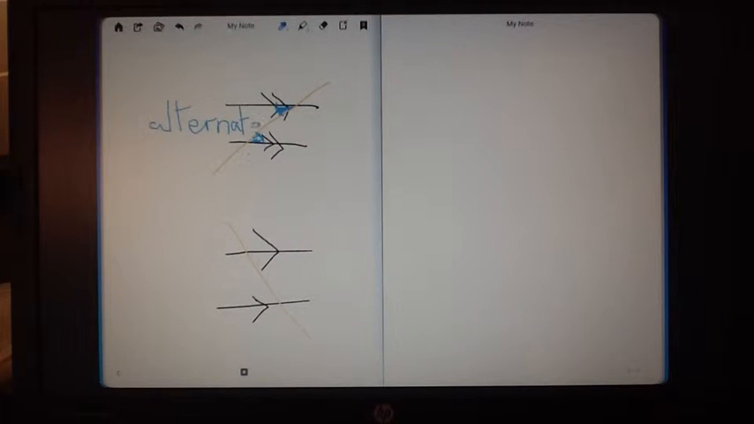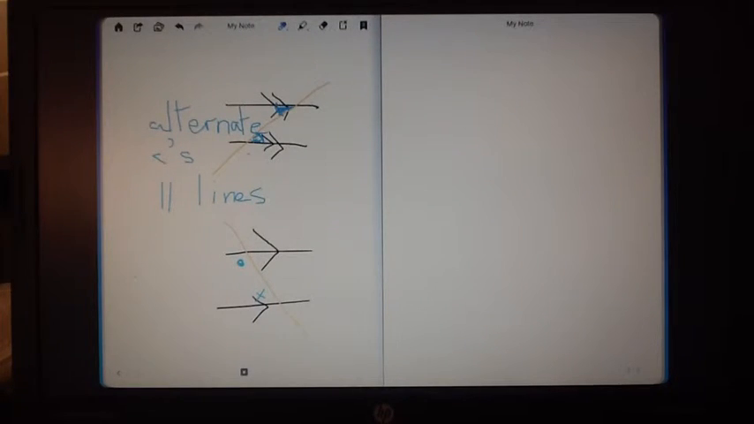Alternate angles, we can see, are equal as long as the lines are parallel. Okay, fine. And the last one I want to talk about here are angles like this one and then this one, the ones that are inside the parallel lines.